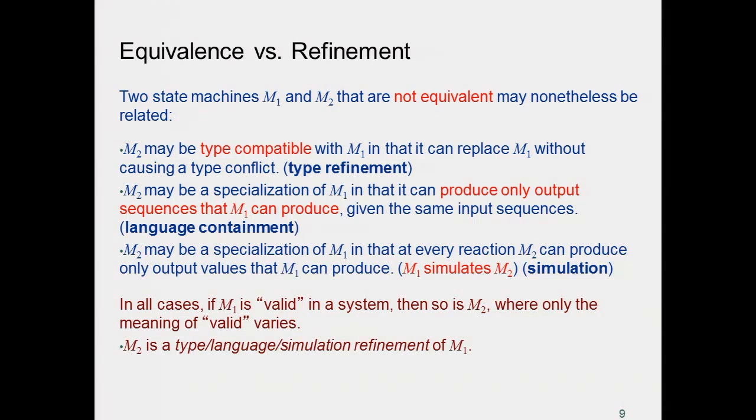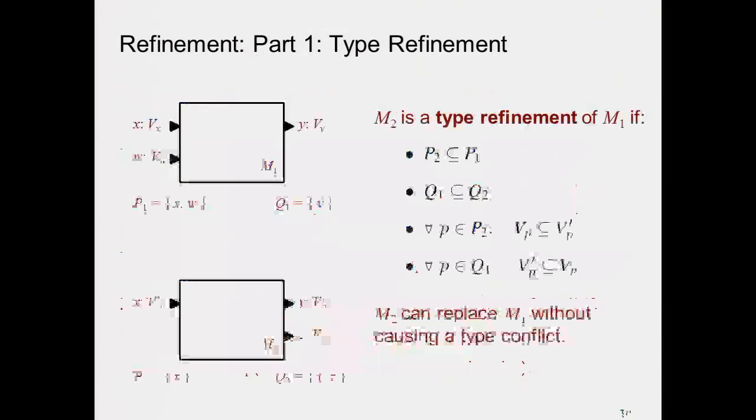Now then, M2 for all these three things is a type containment, language containment, simulation containment, which means that the refinement notion is related to the particular measure that you are using to decide whether the two things are the same or not. Now, in general, we also say that M2 implements M1. So M1 is the more behavior-rich one, the specification, and M2 is a restricted version, but doesn't go out of the space of what M1 is requesting to do.